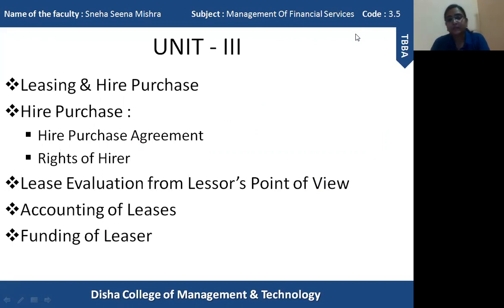First of all, what is leasing, how it is created, then lease evaluation from the lessor's point of view. Then the types of lease, what are the various types of lease. Then the accounting aspects of lease, means how the transactions are created in leasing. Then funding of the lessor, how leases are funded. So these are the topics that you are going to study in Unit 3. Let's begin with the first topic of Unit 3, which is called hire purchase.